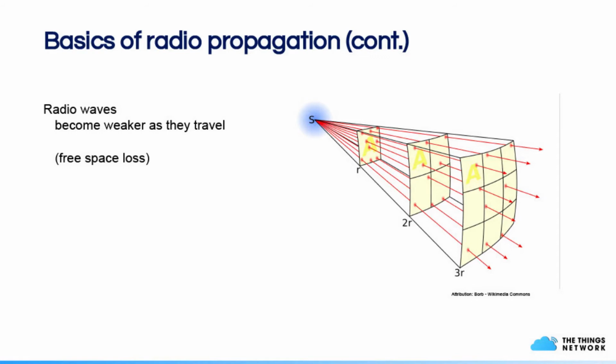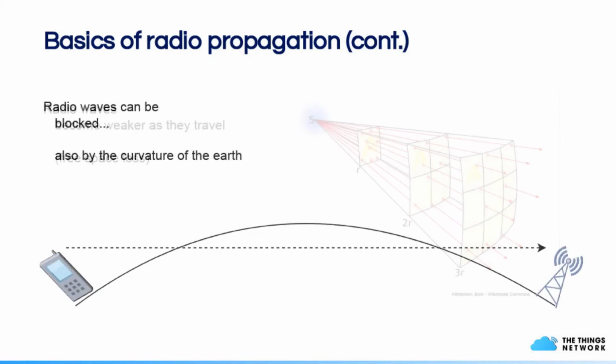Radio waves become weaker as they travel. We call this free space loss. This is mostly caused by the energy spreading out spherically from the origin. Again, it's important to know that radio waves can be blocked, also by the curvature of the Earth. This becomes apparent if you want to communicate at a long range.